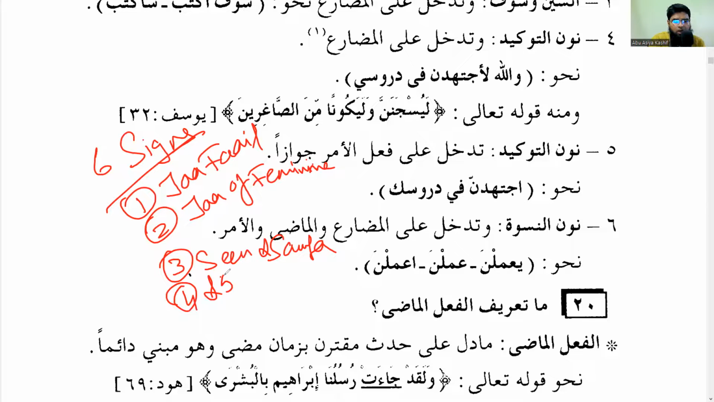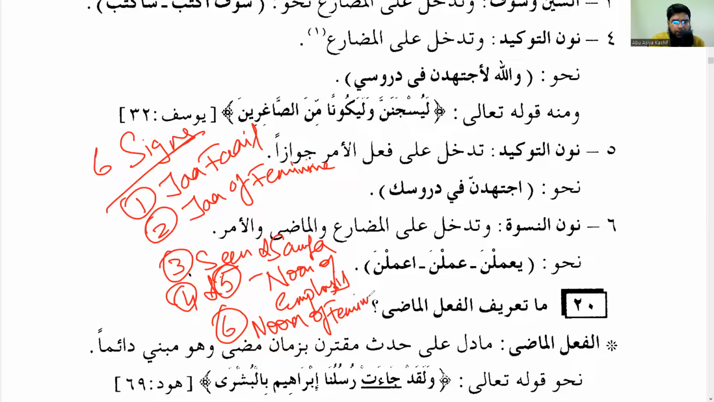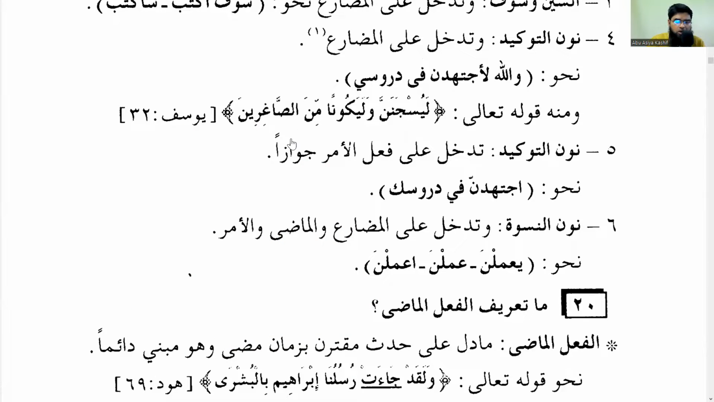Fourth and fifth are noon of emphasis. Right? And the 6th sign is noon of feminine. Right? These are all the signs of a verb.